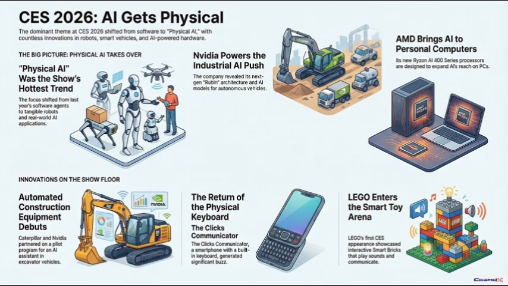The takeaway is that the conversation has changed. CES 2026 showed us AI is no longer just theoretical code. It's hands-on, physical hardware. It's in excavators, home robots, keyboards, even your kids' toys. It's physical. It's tangible. Exactly. So that leaves you with a really interesting question to think about.